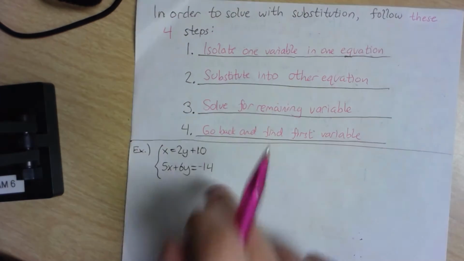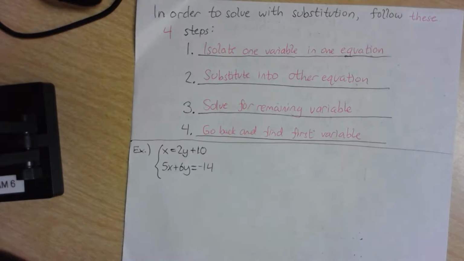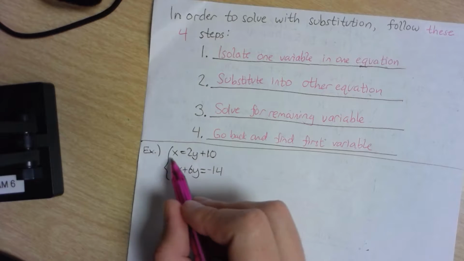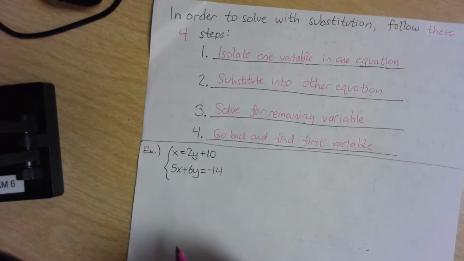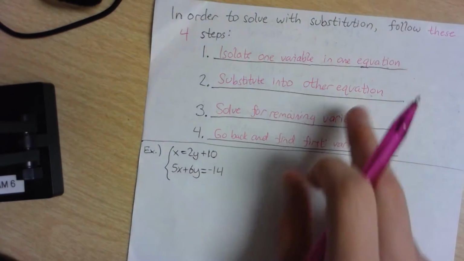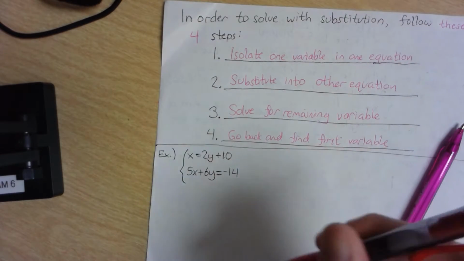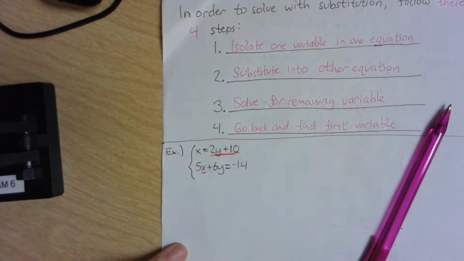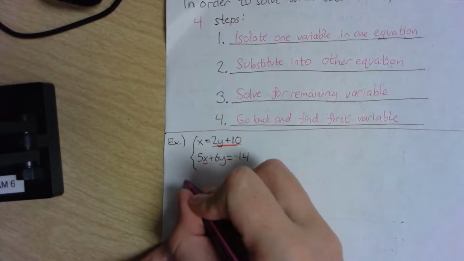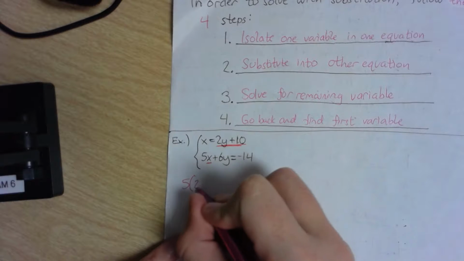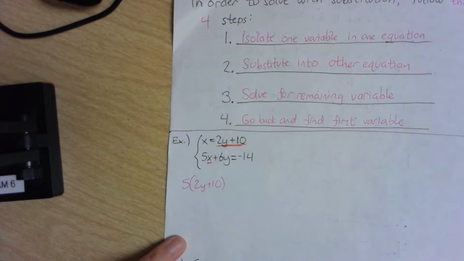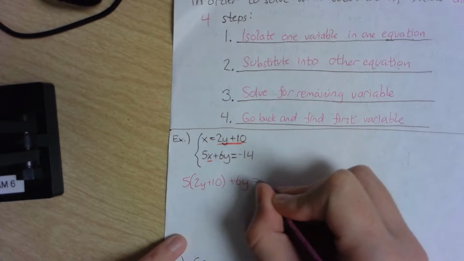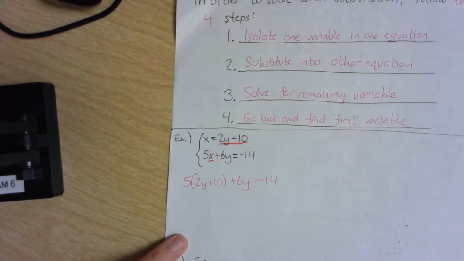Okay, so let's go ahead through our steps and apply them to this system. First, isolate one variable in the equation. We already have that. It was given to us isolated, x equals 2y plus 10. Second, substitute into the other equation. All right, so we're going to take this, plug it in here. We're just substituting. That's why we call it this. So 5, and instead of x, we have 2y plus 10, plus 6y equals negative 14.